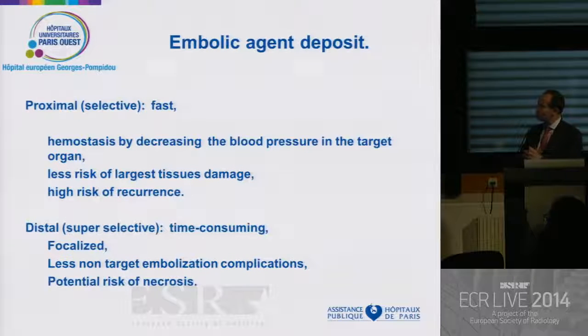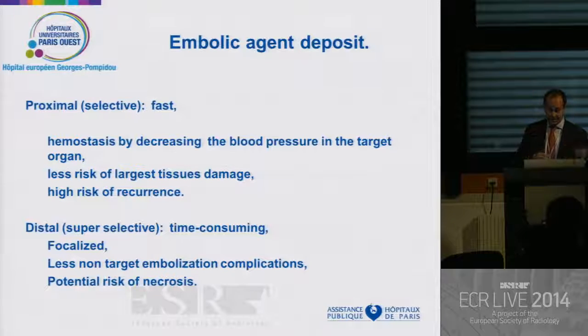So how to perform the embolization? We can think of different manners. There is a proximal approach. It is selective, not super selective. It is fast. It could be interesting to create hemostasis by decreasing the blood pressure in the target organ. There is less risk of tissue damage, but there is a high risk of recurrence, by repermeabilization but also by new feeders.